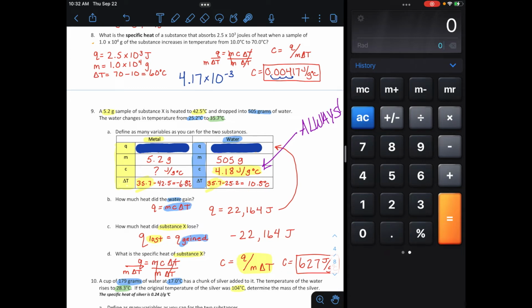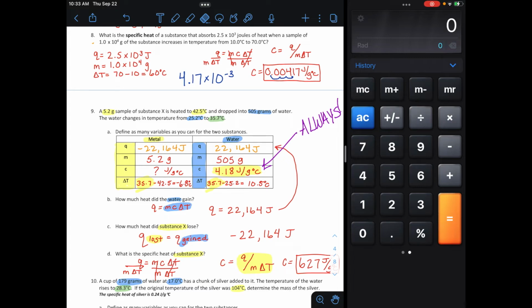Now, as I work my way through this, it says, how much heat did the water gain, right? So I go ahead, I do my Q equals MC delta T with everything involving water. This times this times this. I get this answer. This answer is how much heat the water gained. We know that the heat gained by the water is the heat lost by the substance. So I'm going to take that number right here and I'm going to plug it in for the metal. So in other words, you find that first, and then you know this is the heat lost by the metal.